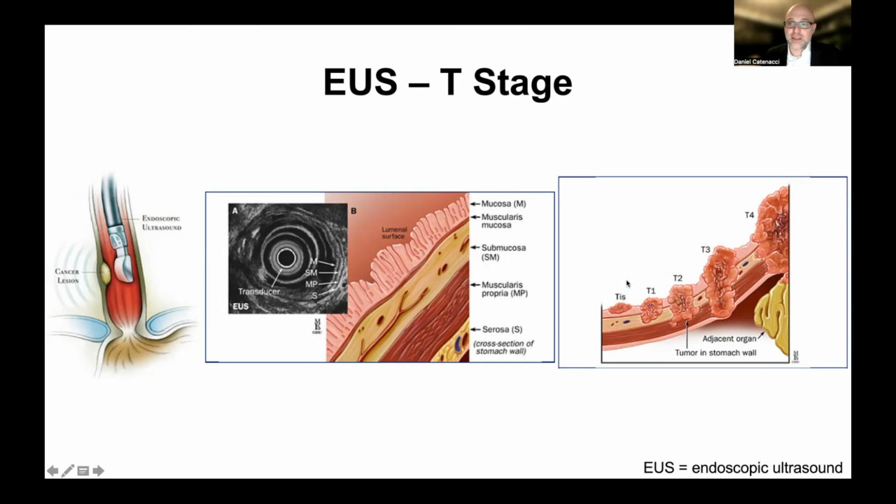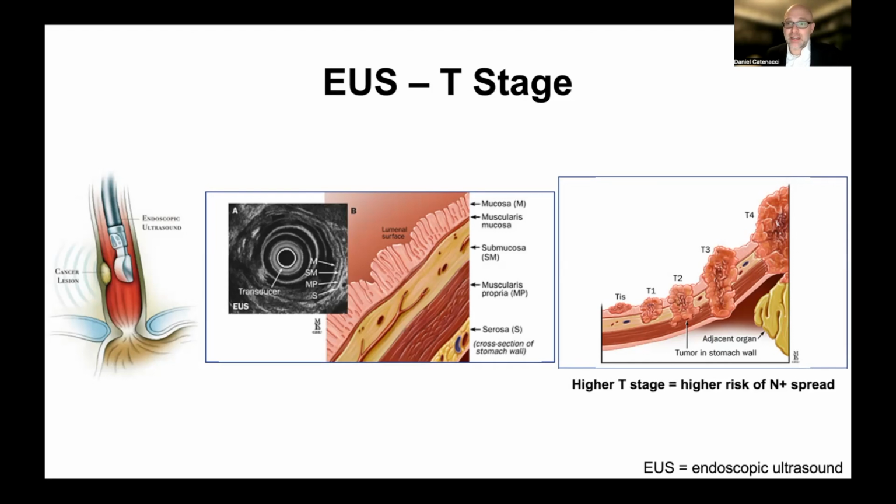On the right, we see the different T stages that are possible at the time of presentation. On one extreme, you have a very superficial or in situ cancer that has not invaded very deep. You have a T1 lesion, which is invaded deeper, et cetera, down to T4. T4 can be differentiated into a T4A, a more superficial lesion, as opposed to a T4B, which is invading right through the wall and into adjacent organs. So that's the highest T stage, is a T4B.